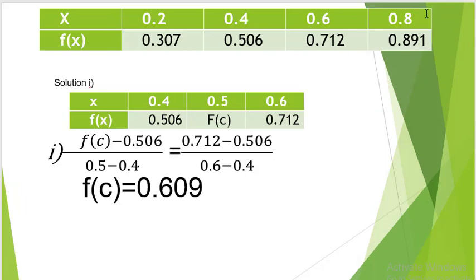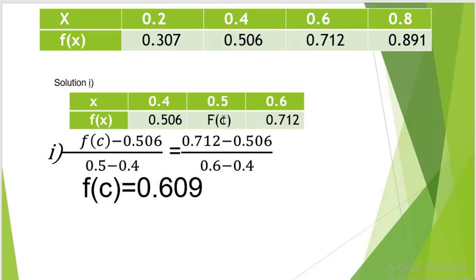Now I copied this table from the main table in the question. In that I can easily show you where we are going to put our x value. Now our x value is in between 0.4 and 0.6. That's why I had to extract out another table from that one: x, f of x, 0.4, 0.5, because 0.5 is in between 0.4 and 0.6. Then write the corresponding function value of 0.4, which is 0.506; 0.5, that is f of c; 0.6, that is 0.712. Now, f of c is the unknown, what we are supposed to get.